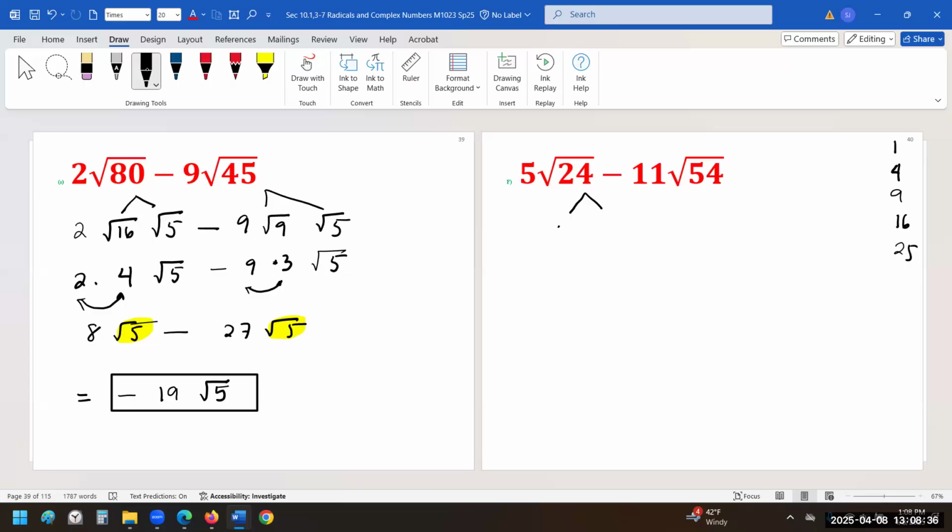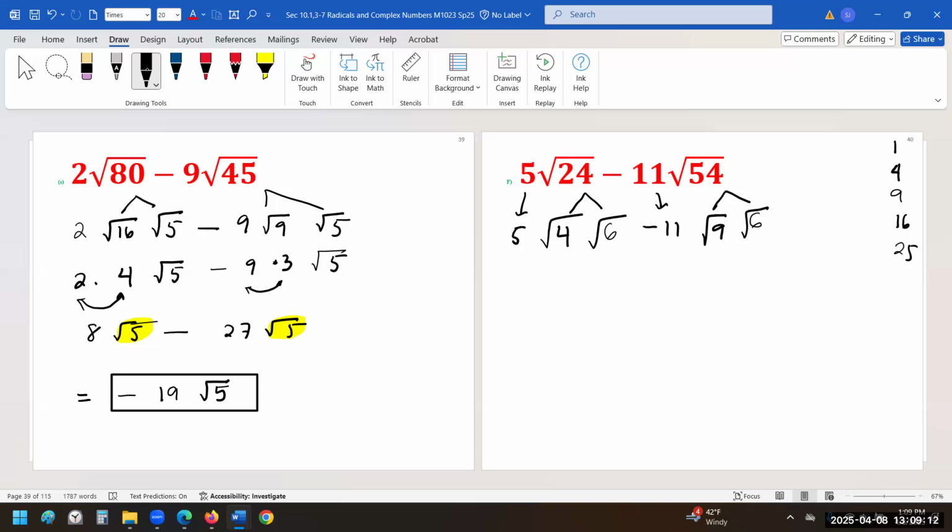4. 4 times what is 24? 6. That means you need to divide 54 by which number? Definitely by 6. So 6 goes into 54 how many times? 6 times what is 54? 9. See, if you don't know which number to pick, start with a smaller number and then divide the bigger one by the unsimplified number. So we bring down our 5 and we bring down our negative 11.